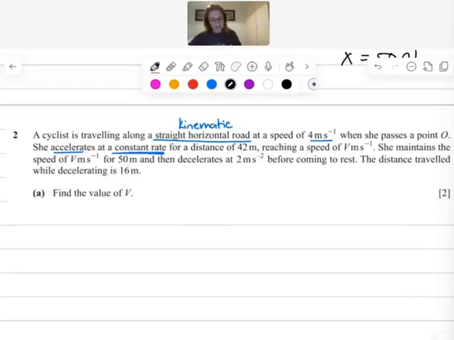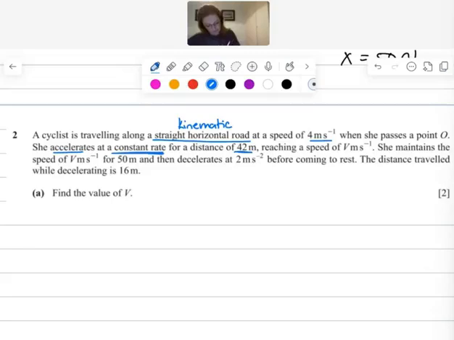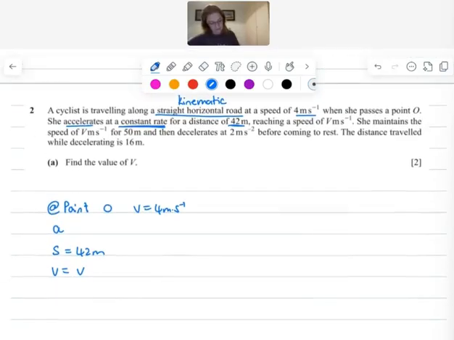Just navigate. So there's a constant acceleration for a distance of 42 meters. I'm just going to jot down what I've got so far. At point O, she's got a velocity, or a speed, of 4. She accelerates at a constant rate for a distance of 42 meters, reaching a speed of v. So her final speed is v. She maintains a speed of v for 50 meters and then decelerates before coming to rest.